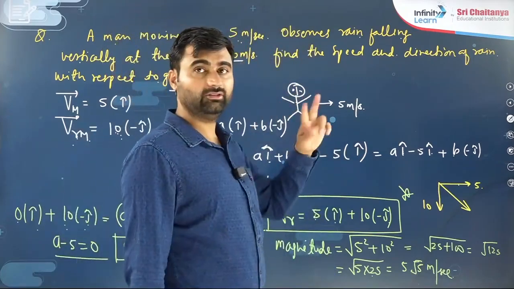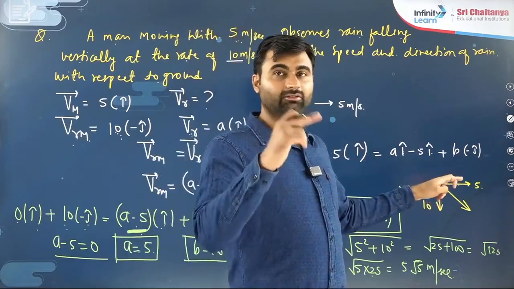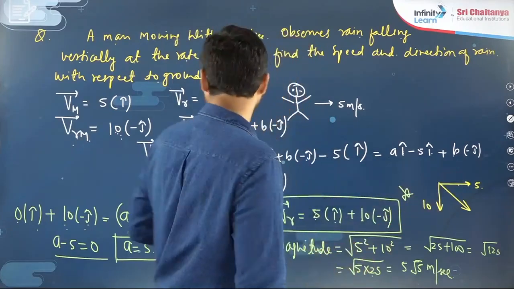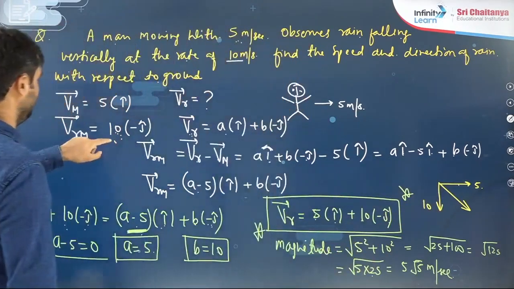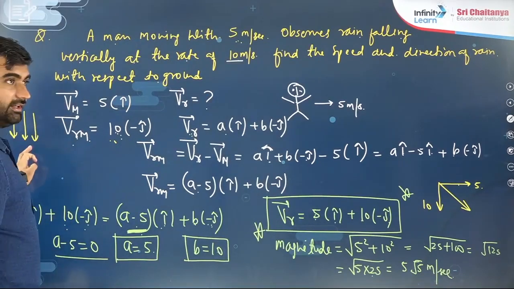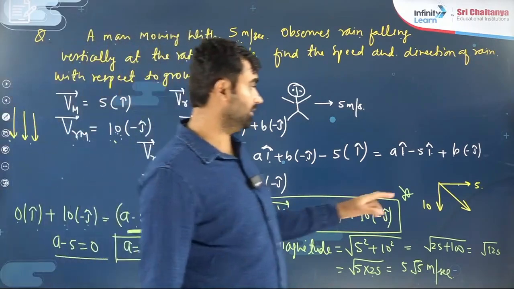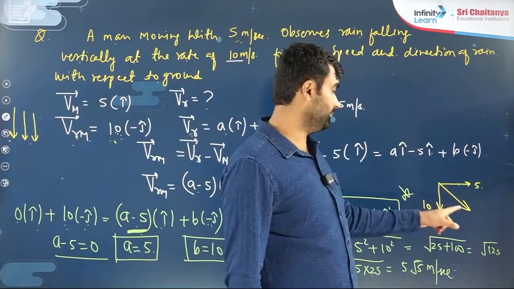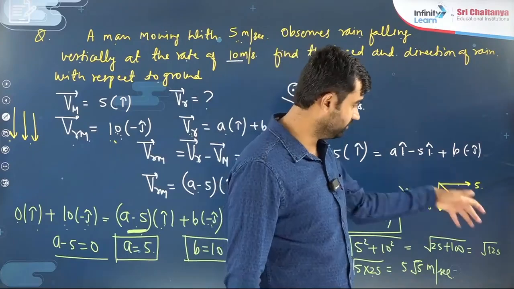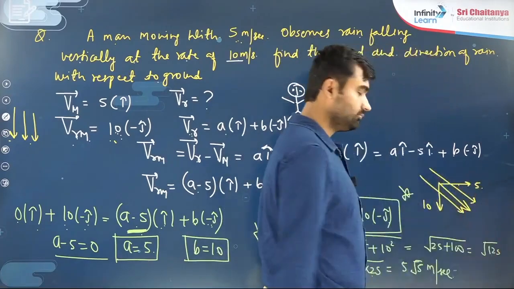5 meter per second. When the person started to move with 5 meter per second, then velocity of rain with respect to man will be vertically downward. This one, vertically downward. When person is moving, at that time person will observe rain is falling like this. When person is at rest, at that time person will observe that raindrops are falling like this.